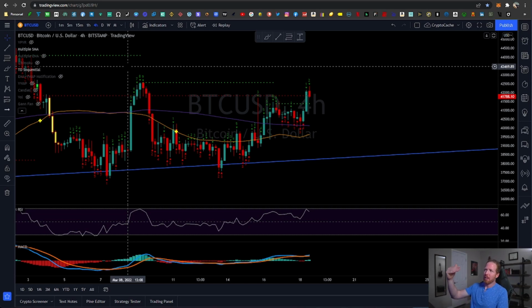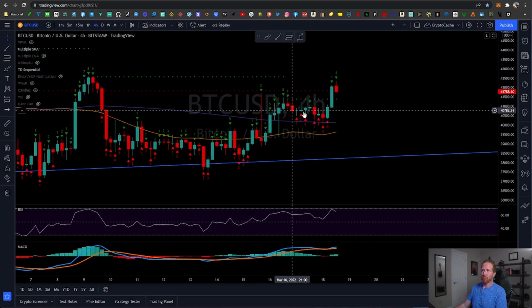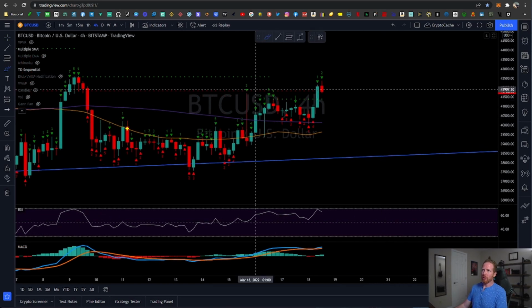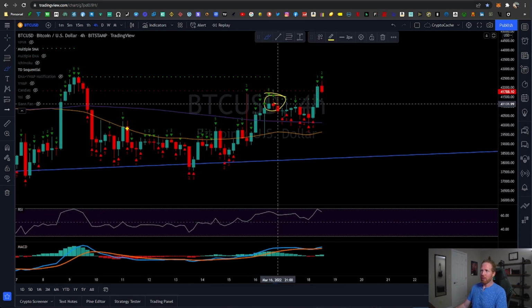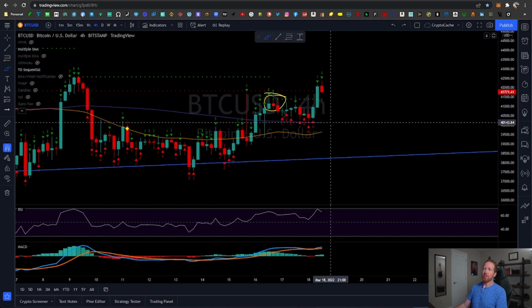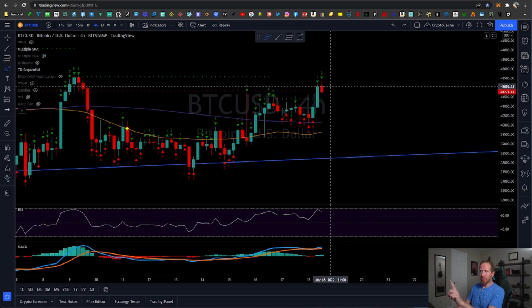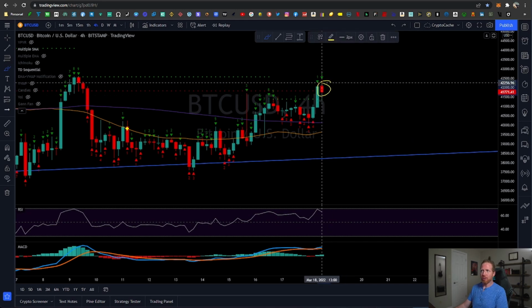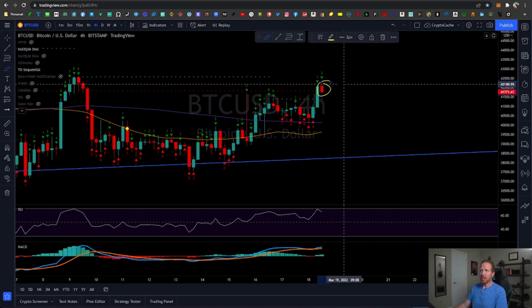But here in general, TD sequential tells us if we're exhausted or not. We did hit this state of exhaustion recently at a 9. Price consolidated sideways, and then it ramped up again here recently. Okay, so simply put, that doesn't tell us a tremendous amount right now, but it does tell us we are only 2 hours into a potential 9-hour push to the upside. So there's a likelihood of, say, 9 4-hour candlesticks, 36 hours' worth of continuation to the upside. There is potential for that.